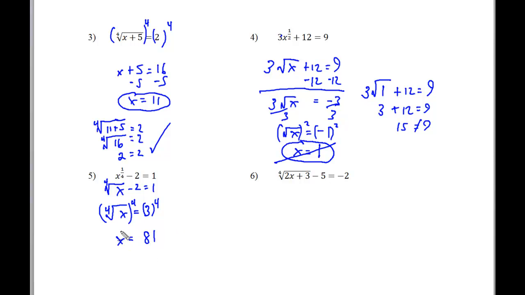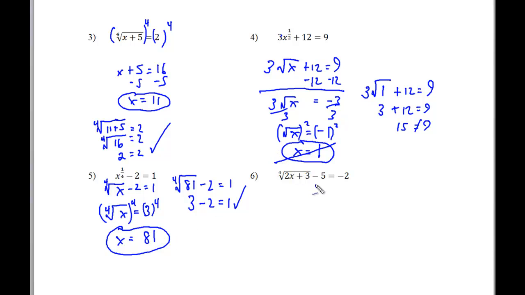So let's go check my answer. I'm going to take my 81 and plug it into the fourth root here. So the fourth root of 81 minus 2 equals 1. The fourth root of 81 is 3. 3 minus 2 equals 1. It checks out. That is your answer.